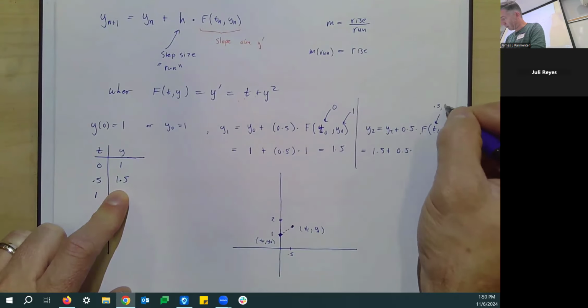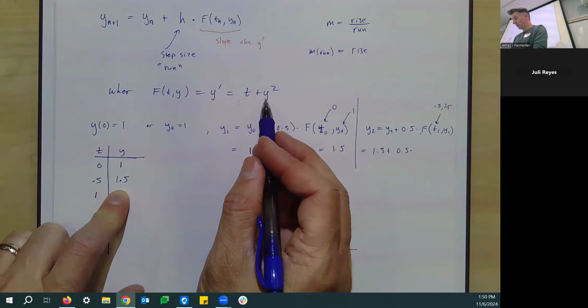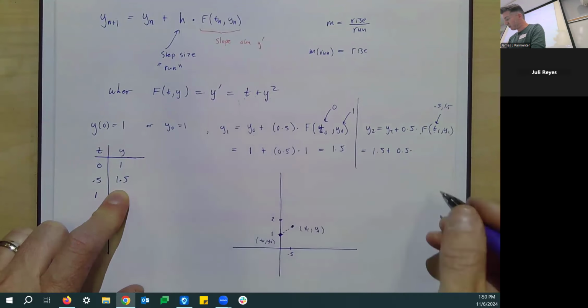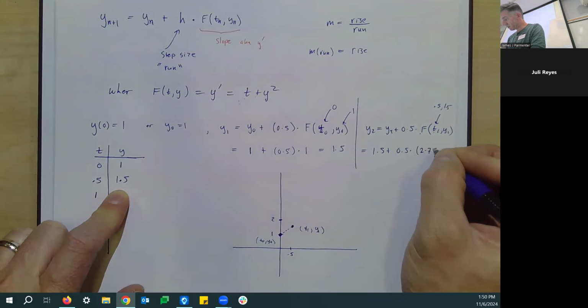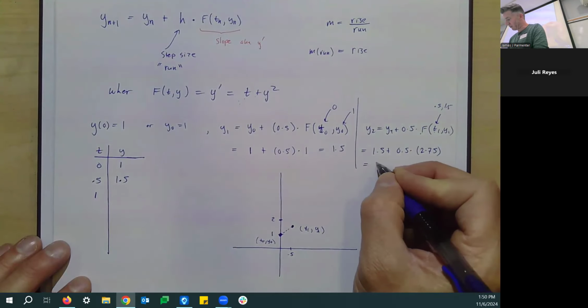0.5 comma 1.5. And this is where things start to get a little bit gross. So 0.5 plus 1.5 squared is 2.75. And then 1.5 plus 0.5 times that, I think the numbers start to get gnarly pretty quickly here. This is going to be 2.875.